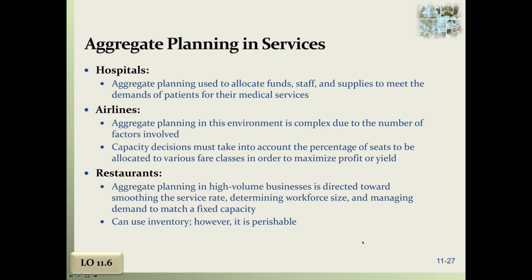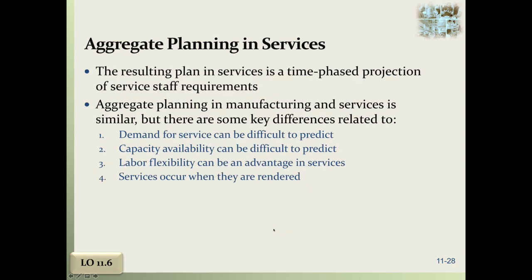Aggregate planning happens in services, hospitals, airlines, and restaurants. In hospitals, aggregate planning is used to allocate funds, staff, and supplies to meet the demand of patients. Airlines use aggregate planning to look at capacity decisions on how many planes, how many seats, things like that. And restaurants use aggregate planning in high volume businesses. This is a little different because your inventory is perishable, so that's the only difference. But like I said in the beginning, this can be used in service industries as well.